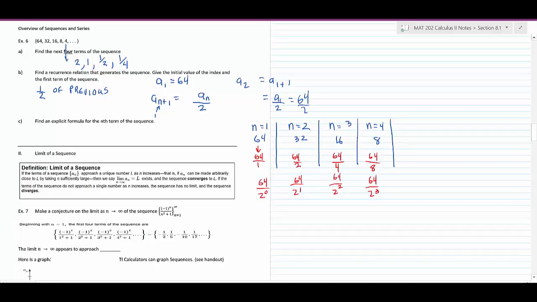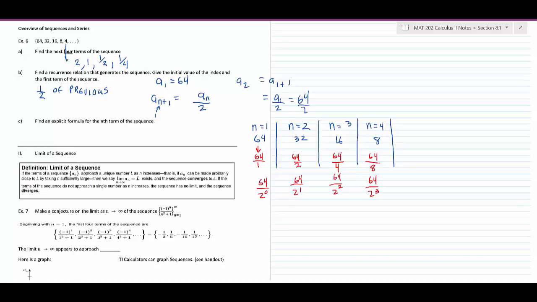Now what I've done is I have figured out what that formula essentially is. If you look at this, we know that 64 is always going to be in the numerator. Now the bottom is always going to be what? It's going to be a power of 2. Now, how does that exponent relate to n? It's 1 less, right?